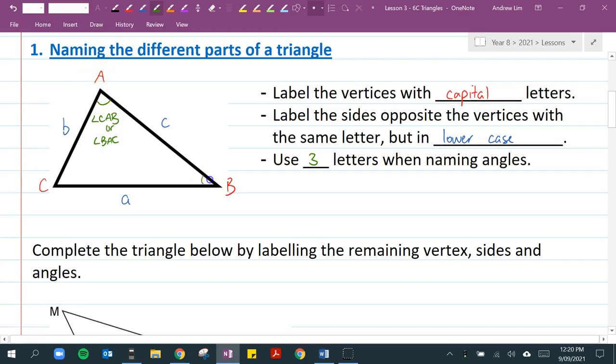Alright, let's have a look at this one. This is vertex B. So that means B should be in the middle. We've got angle ABC or angle CBA. Over here, because it's vertex C, C should be in the middle. Angle ACB or angle BCA.